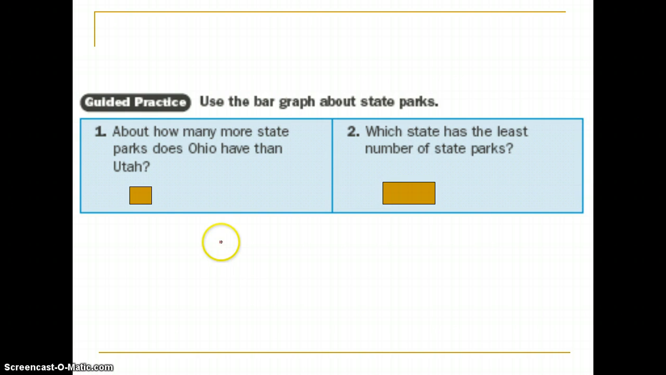At this time, please try these 2 problems yourself. You may need to flip back and look at example 1 in order to answer the questions. Pause the video.